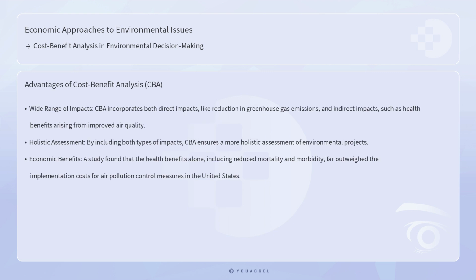One of the primary advantages of cost-benefit analysis is its ability to incorporate a wide range of impacts, both direct and indirect. Direct impacts are those that result immediately from a project or policy, such as the reduction in greenhouse gas emissions from a new clean energy initiative. Indirect impacts, on the other hand, are secondary effects that occur as a consequence of the direct impacts, such as the health benefits arising from improved air quality. By including both types of impacts, CBA ensures a more holistic assessment of environmental projects.